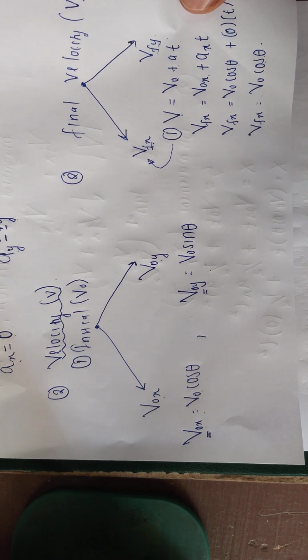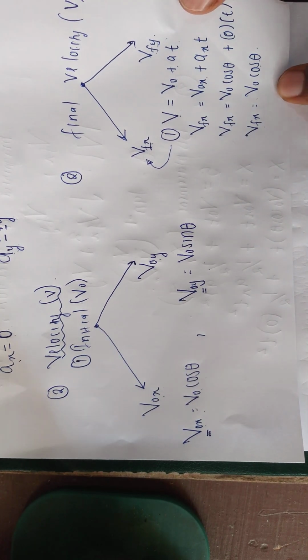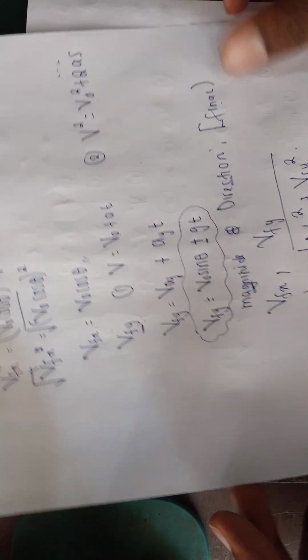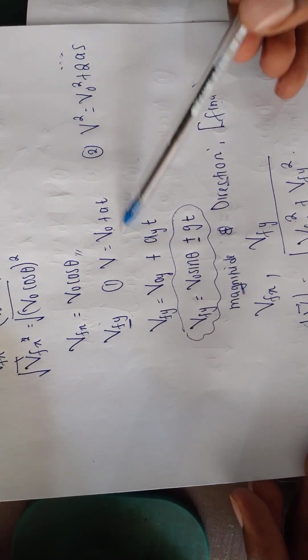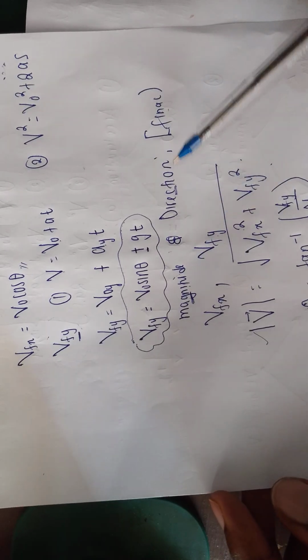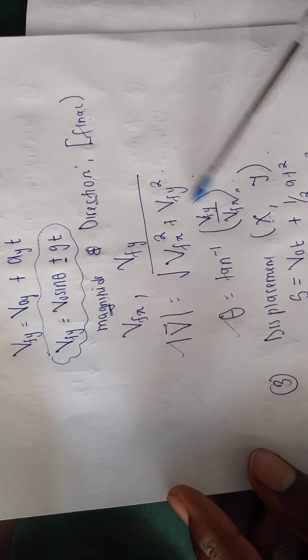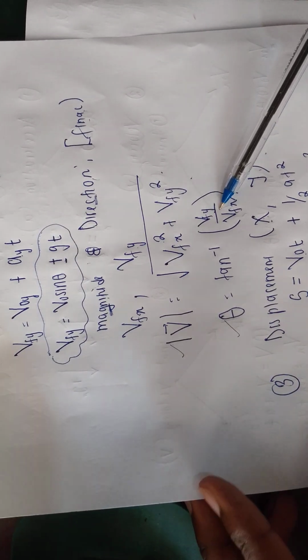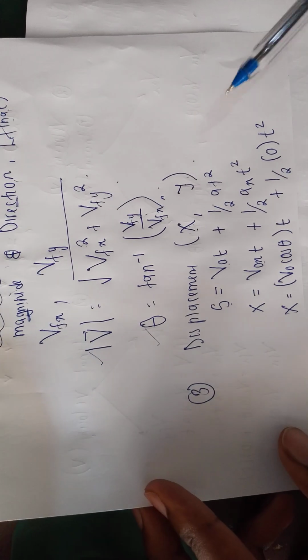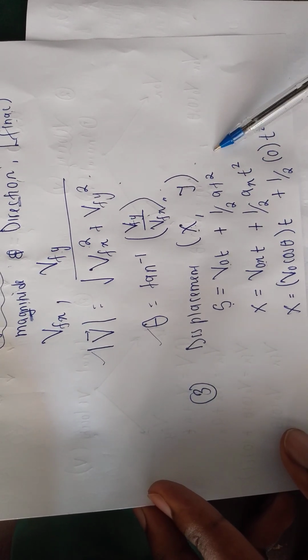So how do you find the final velocity in the x? This is the formula that we use, and this is what we got. How do you find the final velocity in the y? We use this formula here, and this is what we got. And know how to find the magnitude and direction of the final velocity. These are the two formulas for the magnitude and direction. And then how do you find the displacement in the x and displacement in the y? You use the general equation.